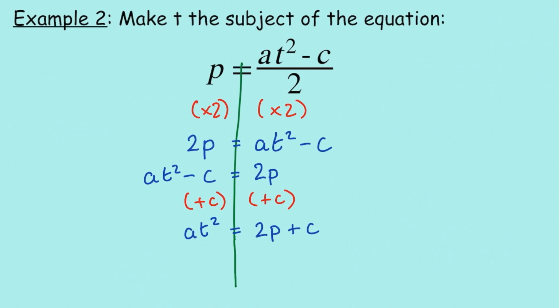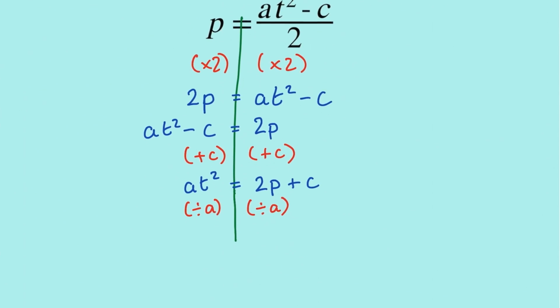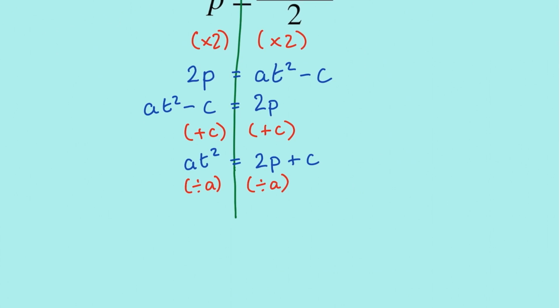Let's also now divide by a on both sides. Divide by a. This gives us t squared is equal to 2p plus c all over a.